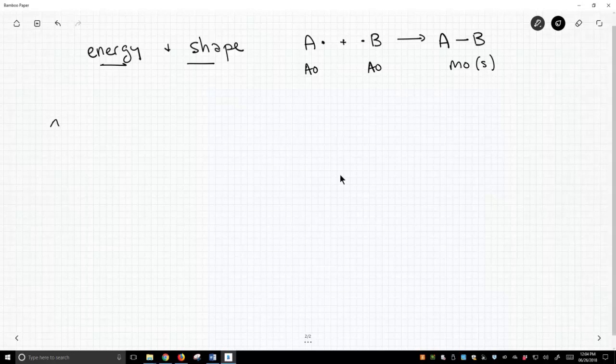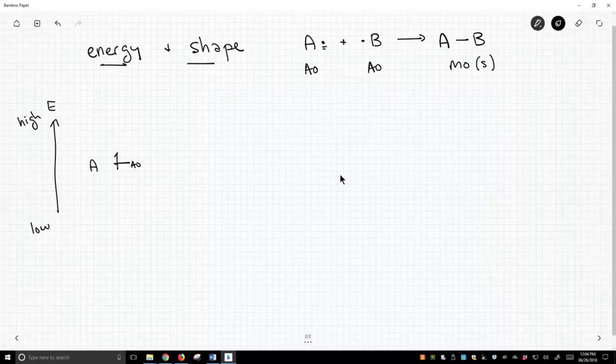So from energy, we're going to have this energy axis. Down here is going to be low energy. Up here is going to be high energy. And let's put atom A over here. We're going to represent the atomic orbital of atom A simply by this line. And what do we have in that atomic orbital? Well, we have a single electron. So let's put a single electron, just put a barbed arrow there.